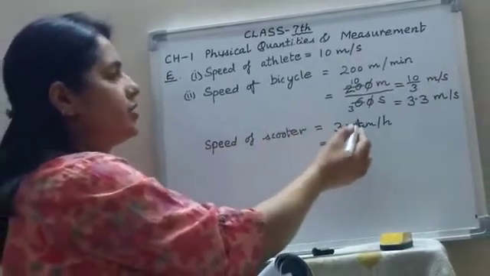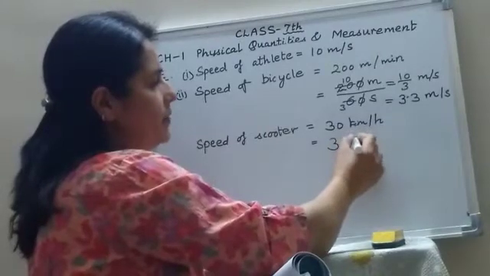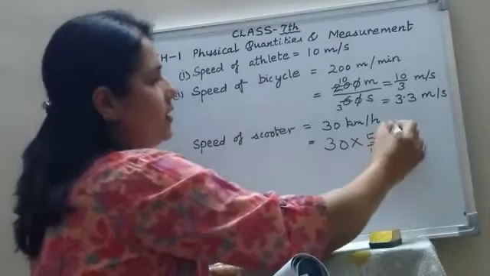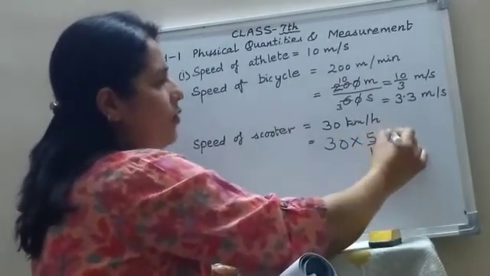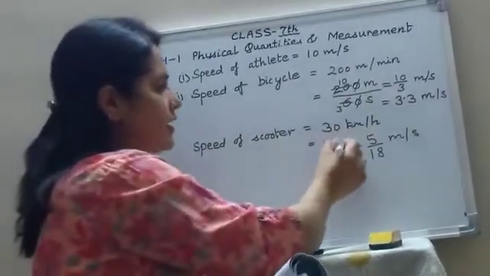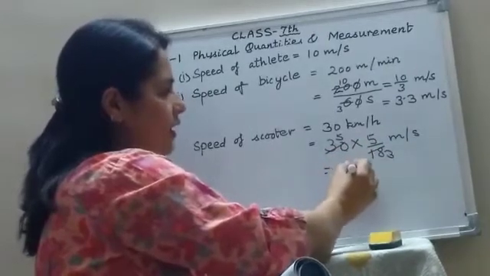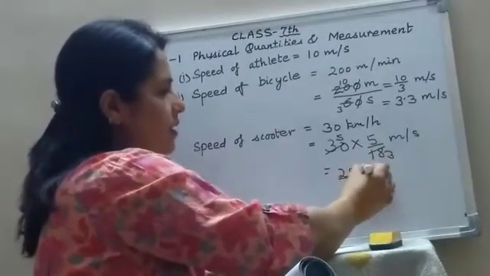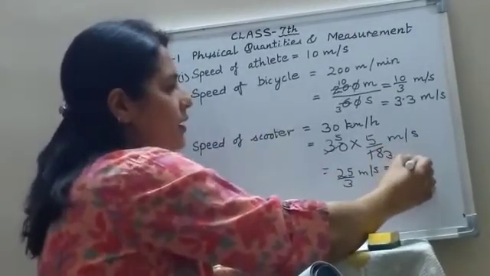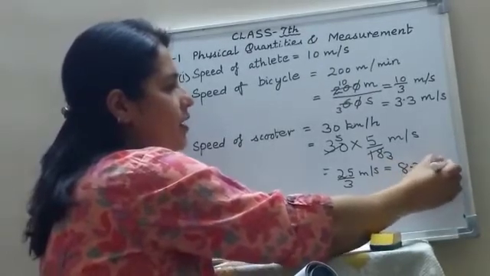Now the speed of the scooter is in kilometer per hour. And I told you how to convert kilometer per hour into meter per second, by multiplying by 5 upon 18. So 30 multiplied by 5 upon 18 meter per second. 6 5s are 30, 6 3s are 18. So 25 upon 3 meter per second. If you divide 25 by 3, we get 8.33. Let us take up to one decimal place only, 8.3 meter per second.